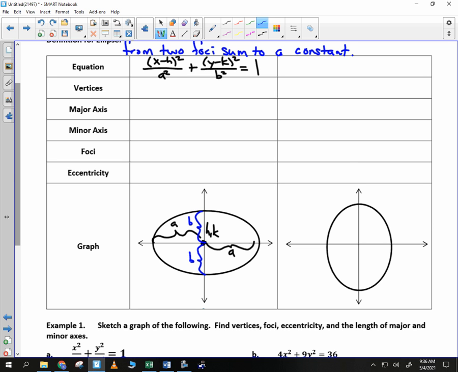So let's start to talk a little bit about what these positions are. The vertices, we say, are these kind of endpoints out here. Vertex 1, vertex 2. And so if the ellipse is stretched horizontally, its vertices will be the h value plus or minus the a value, and then k. So we'll go a units in each direction.